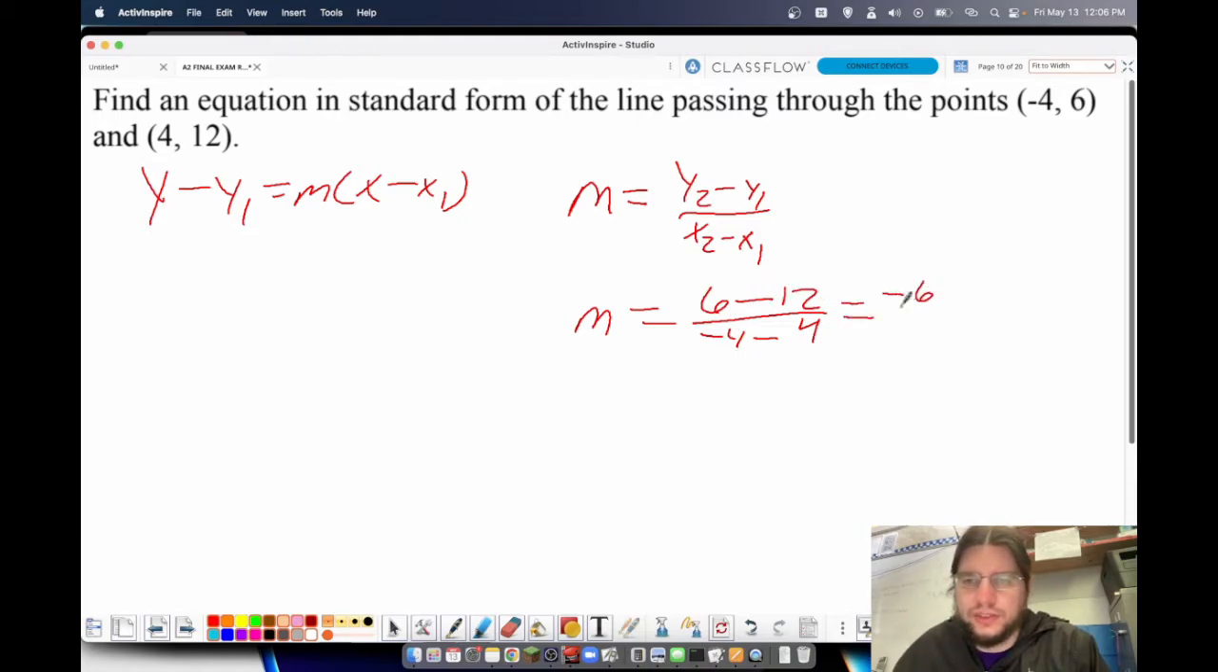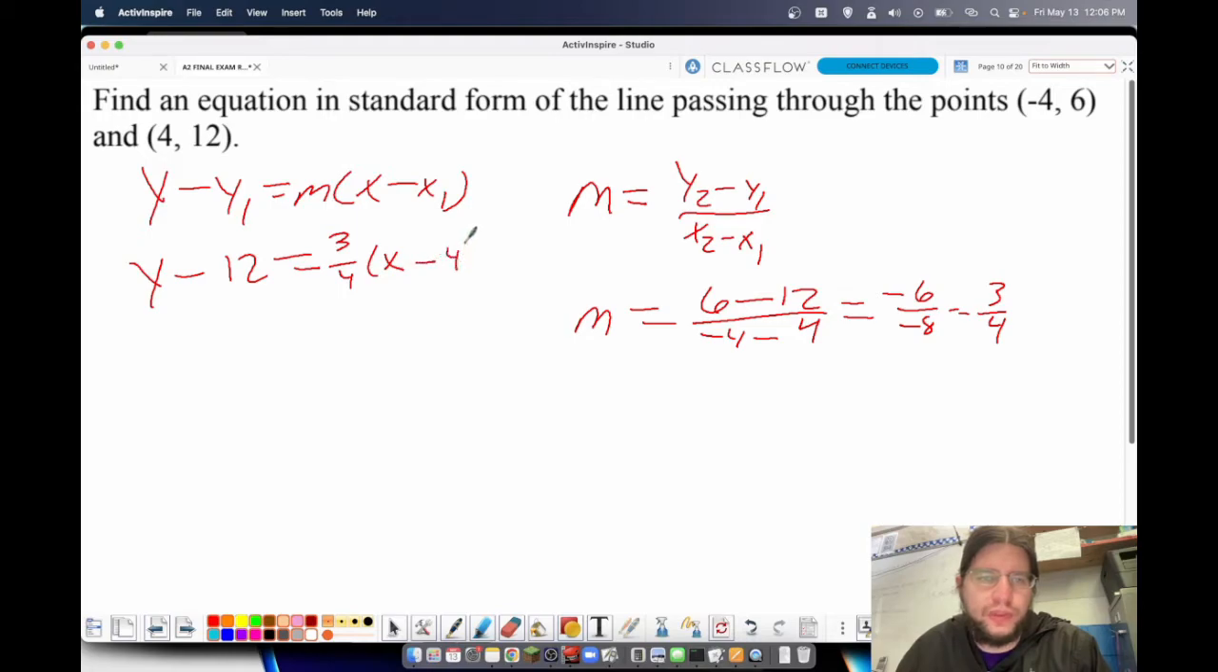That's negative 6 over negative 8, which is positive 3/4. That's our slope. Y minus, again, it doesn't matter which one you pick, so I'm just going to go with the one that has all positives. Positive 3/4, x minus 4. And again, you can use either point as long as you use that whole point. So 4/12 or negative 4/6. Y minus 12 equals 3/4 x minus 3.